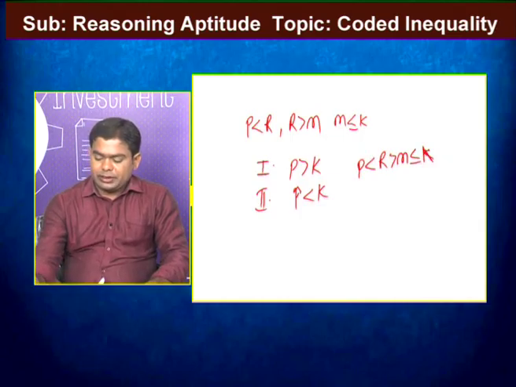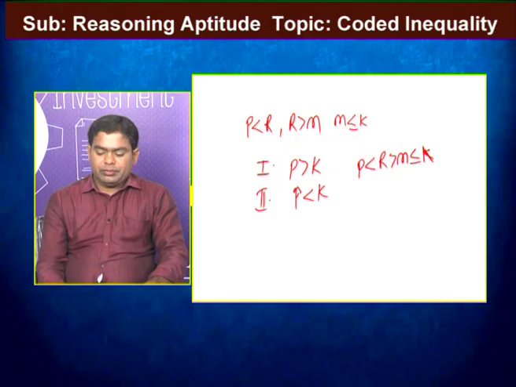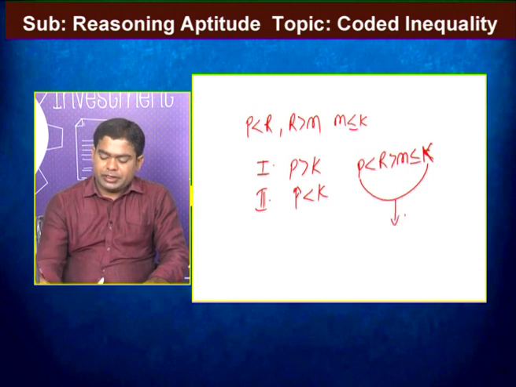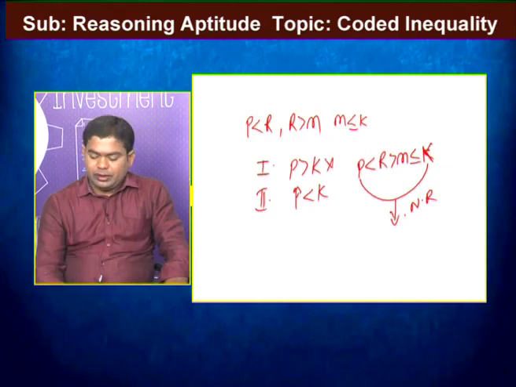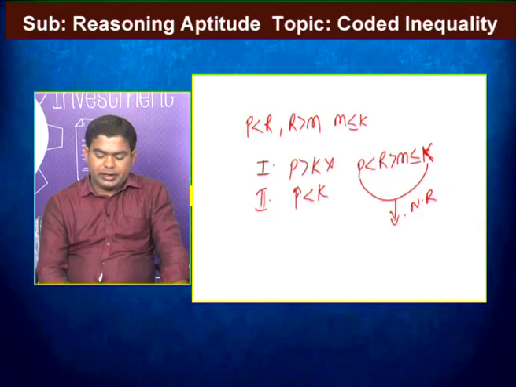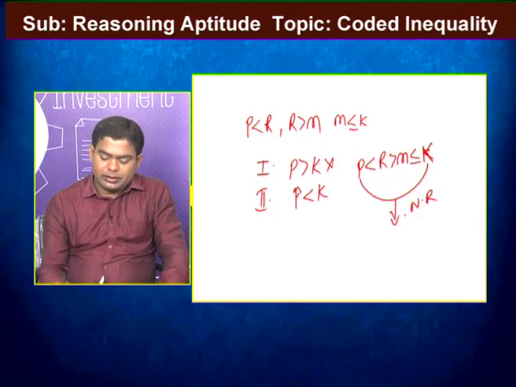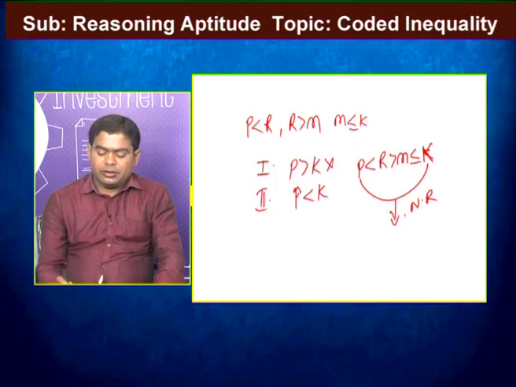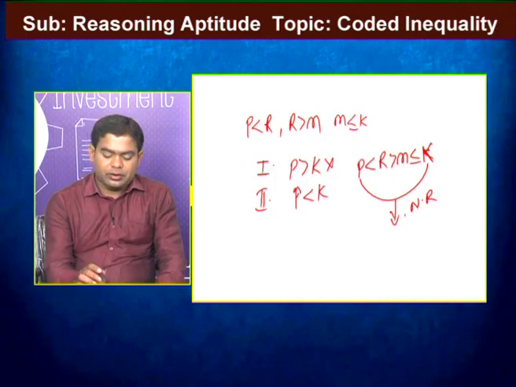In this combined statement, we verify the relation between P and K. By observation, opposite inequalities are there. That means no relation. No relation means conclusion does not follow. Again, we verify the relation between P and K. Here P and K also have no relation. That means both do not follow. According to our question, neither 1 nor 2 follows.